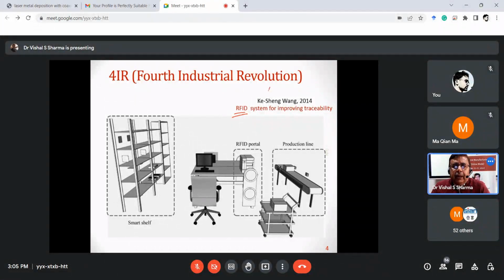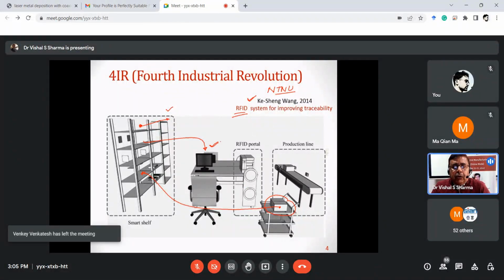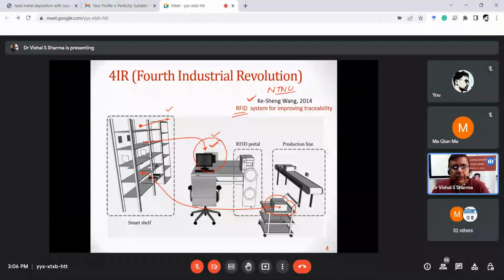In 2014, I had an opportunity to work at NTNU, and Professor Kesheng Wang was there at that time, long back. He developed a smart shelf. On various products, he was placing an RFID tag, and the moment a part was kept in the shelf, immediately it was reflected in the inventory, so the inventory was updated. At the same time, if any part was removed from the shelf, again it was updated in the inventory. So it was a totally automated inventory management system, happening without any human intervention. Whenever the stock went below a particular level, reorder was initiated automatically. This is one aspect of it.